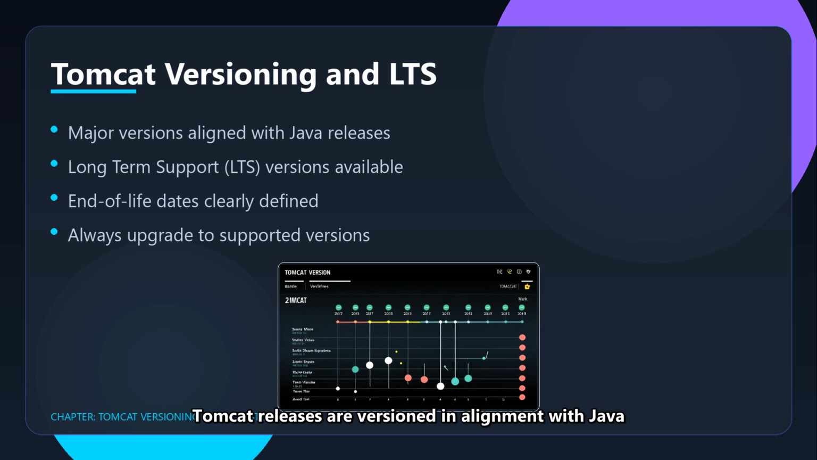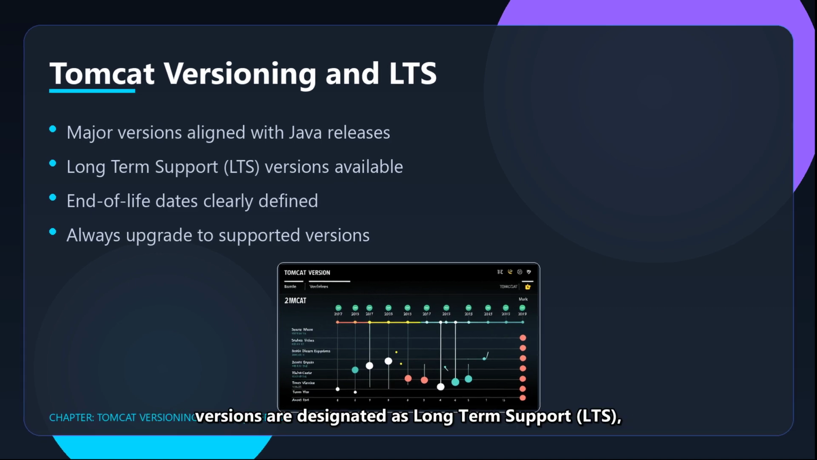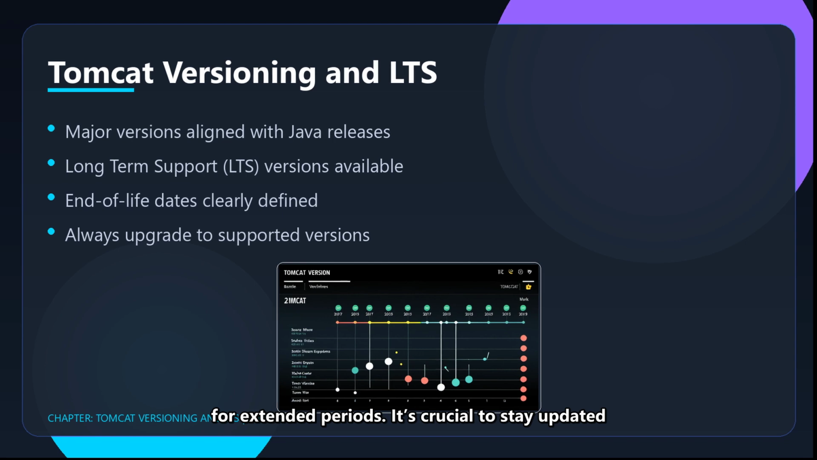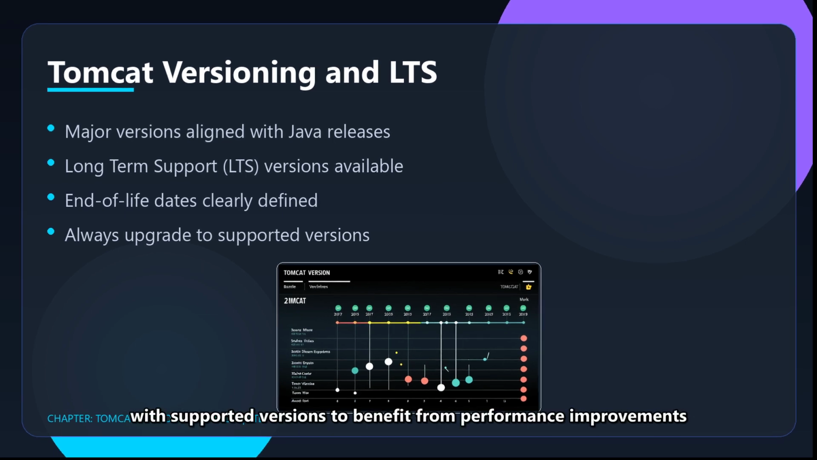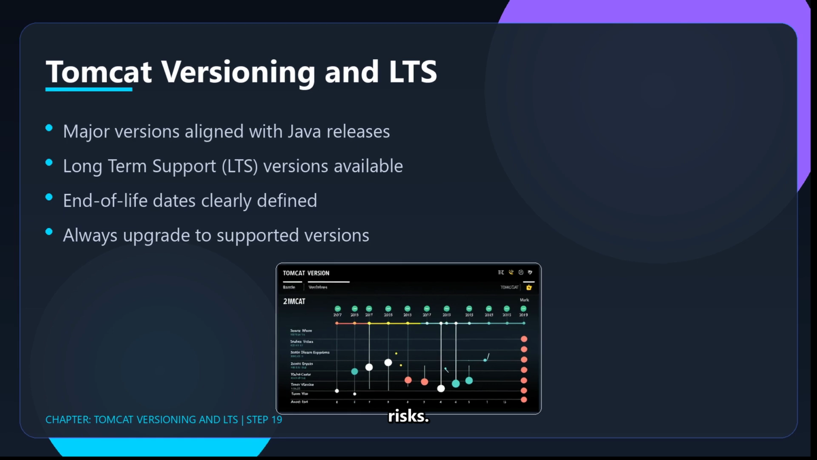Tomcat releases are versioned in alignment with Java updates, ensuring compatibility with new language features. Some versions are designated as long-term support, LTS, meaning they receive security patches and bug fixes for extended periods. It's crucial to stay updated with supported versions to benefit from performance improvements and security enhancements, and to avoid unsupported software risks.